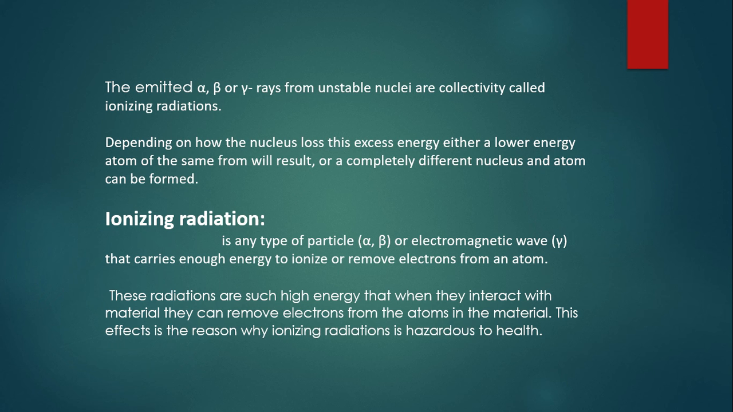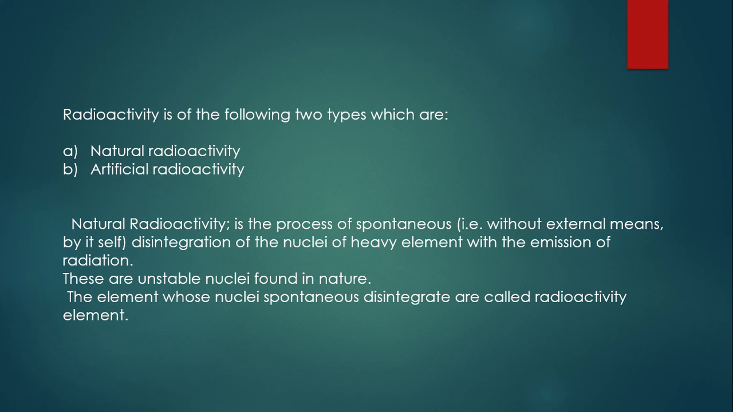In ionizing radiation, electrons are removed from atoms when they interact with materials, with the help of high energy emitted from alpha and beta rays. Radioactivity: there are two types. One is natural radioactivity and another one is artificial radioactivity.